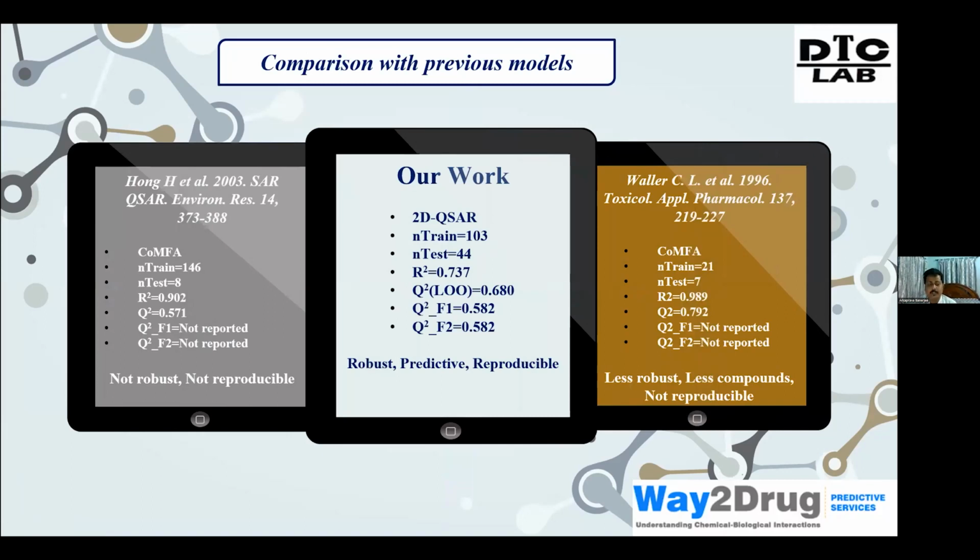Now, if we compare our work with the works that have been done previously, we have used 2D descriptors while the others have used 3D descriptors and performed conformation analysis and alignment. So we can say that our model is reproducible. Secondly, the difference between R square and Q square values in our case is very low as compared to the other two cases. So again, our model is much more robust than the other two models. And lastly, the predictive ability of our model is okay as per the requirement of the external validation metric to be greater than 0.5. So if we summarize the whole thing, our model is better than the other two works which have done 3D QSAR, specifically the CoMFA technique.